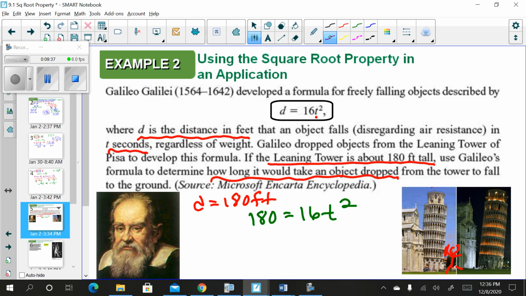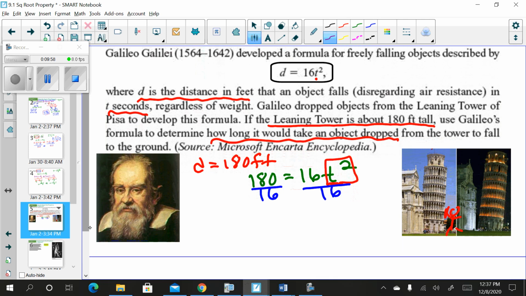Now, if you wanted to go the other direction, you could say, what if something falls for this many seconds? How far would it fall? So this formula would work in both directions. All right, let's see if we can solve that. Is the square term by itself? It is not. There's a 16 out front, so we need to move that 16. I'm going to undo multiply by 16 first.